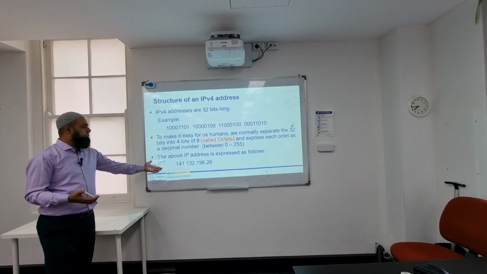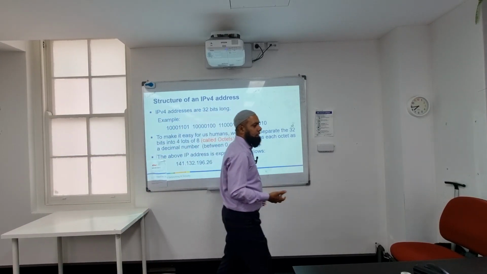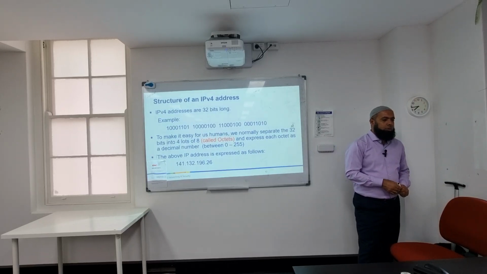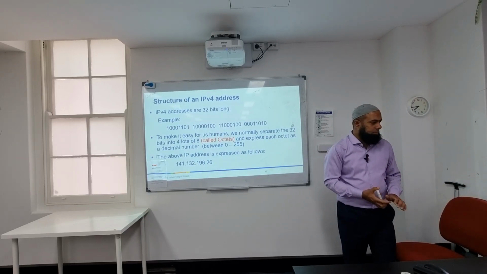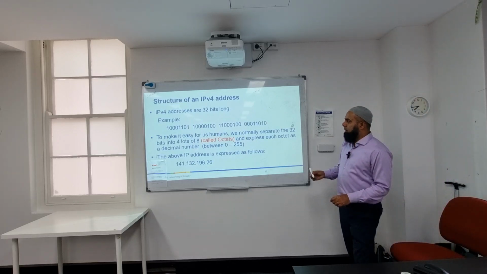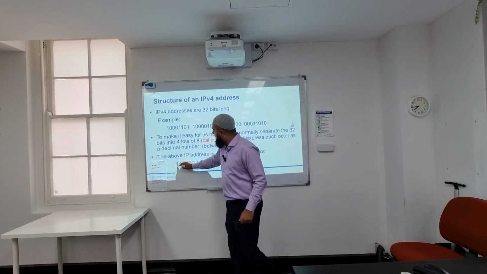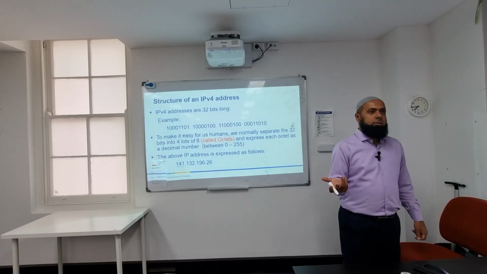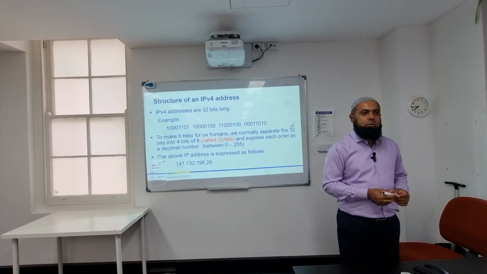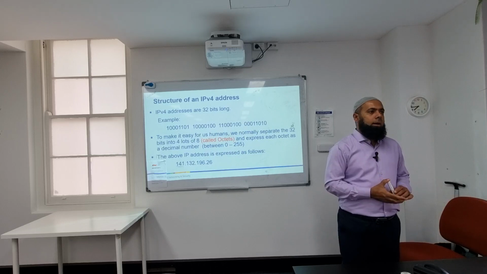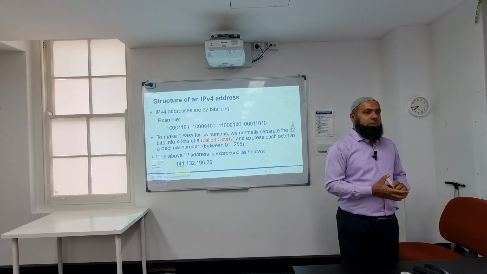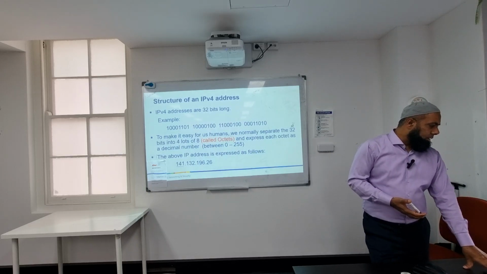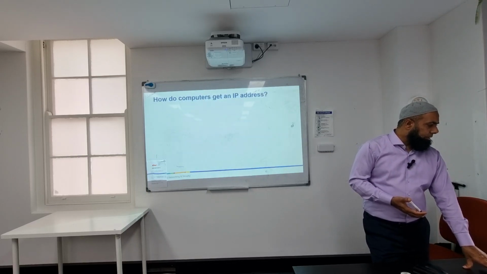So this is one example of an IP address: 141.132.196.26. Is everyone okay with how to convert 141 into a binary number? We have already done that. If someone still has confusion, I would prefer that you go and see the lecture notes on how to convert decimal into binary.